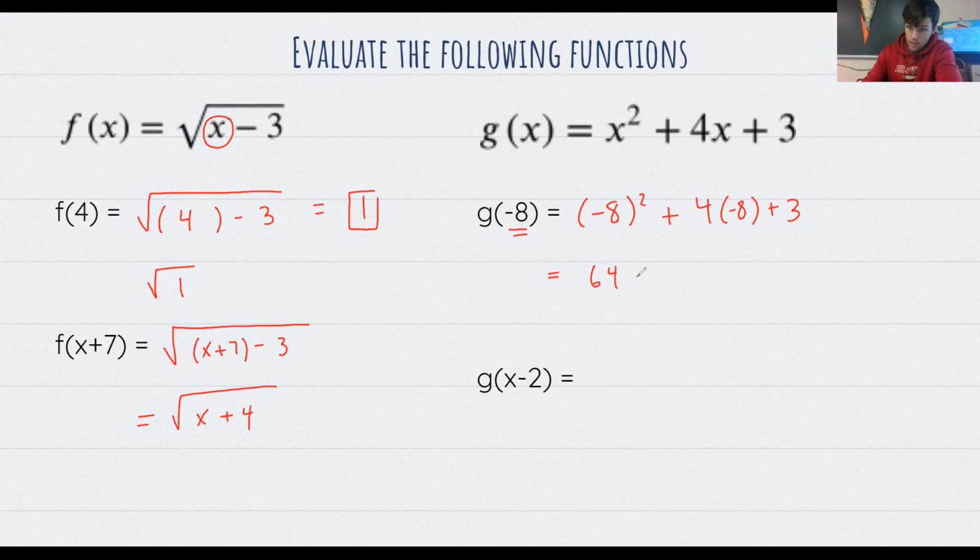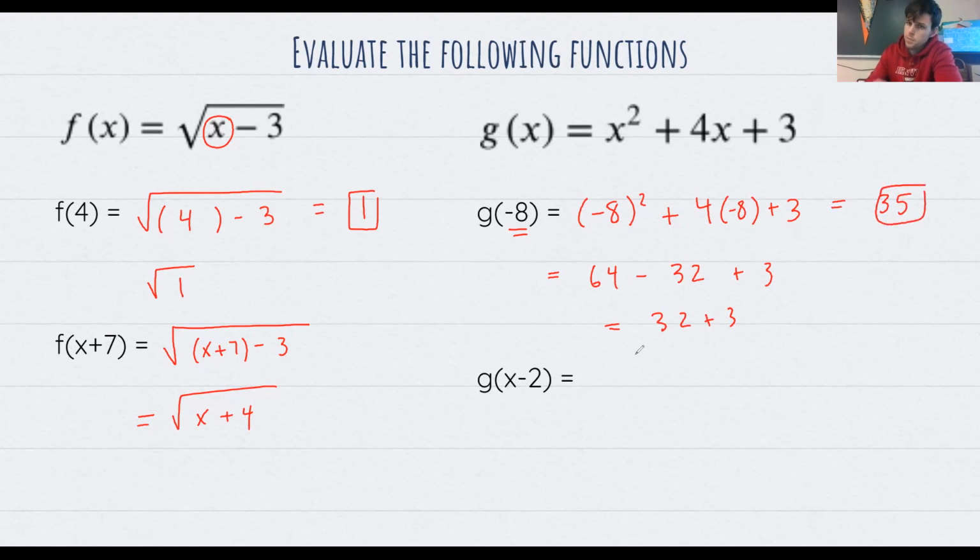64. 4 times negative 8, that's negative 32, plus 3. That's going to be negative 32 plus 3, which is negative 29. So we get, 35 is our output.